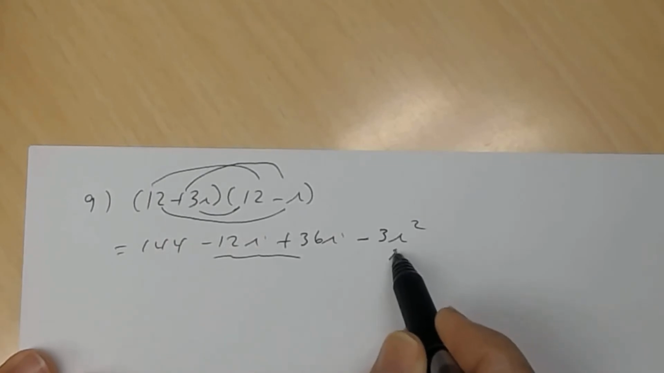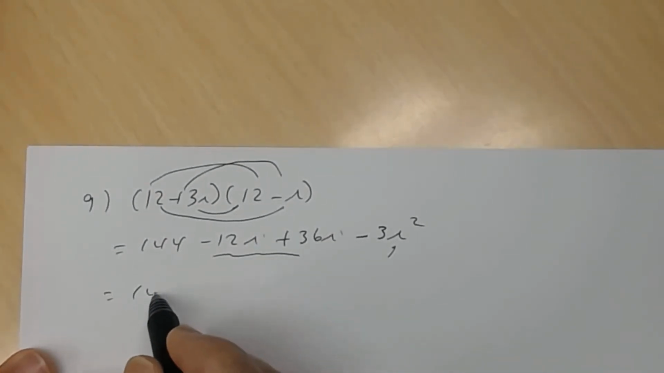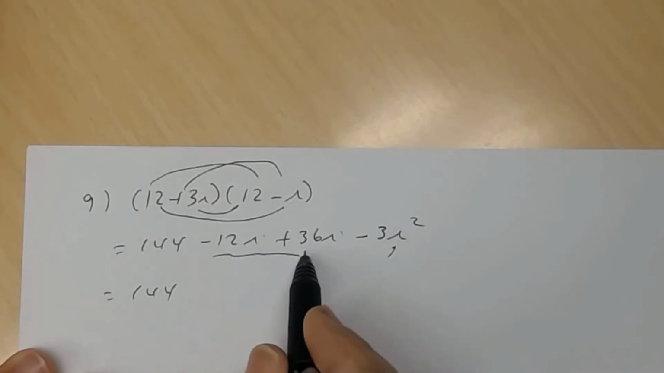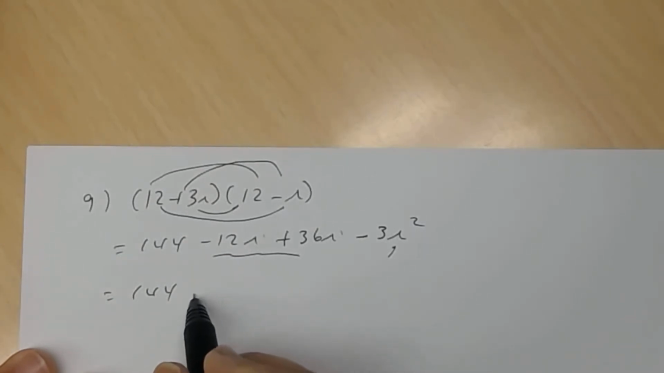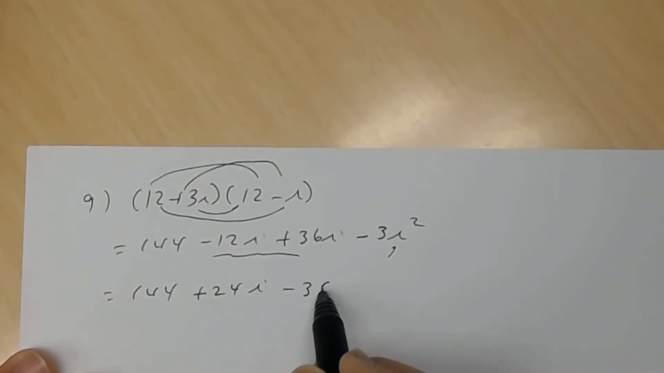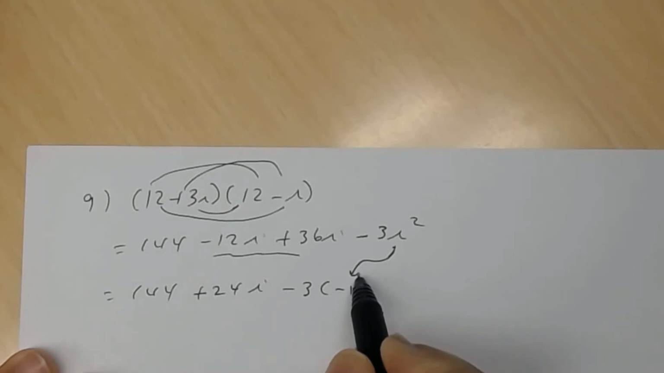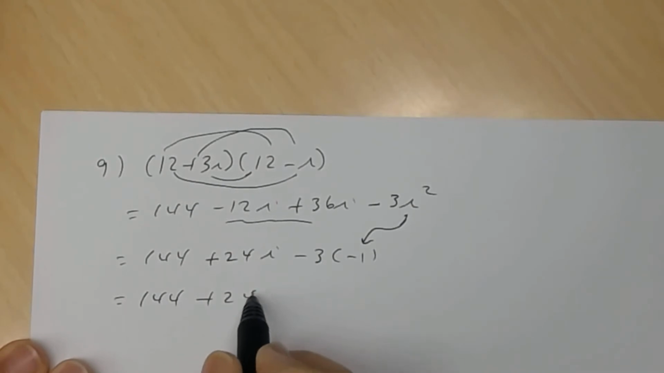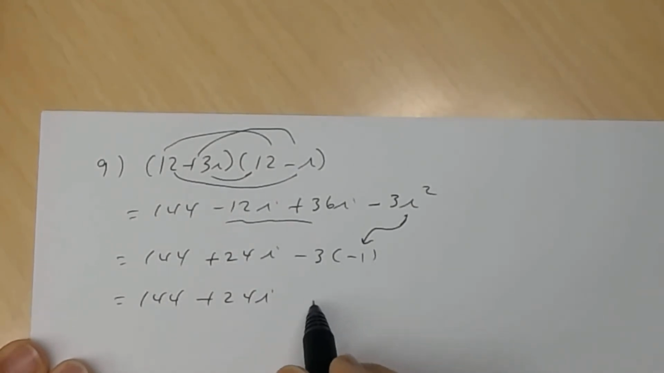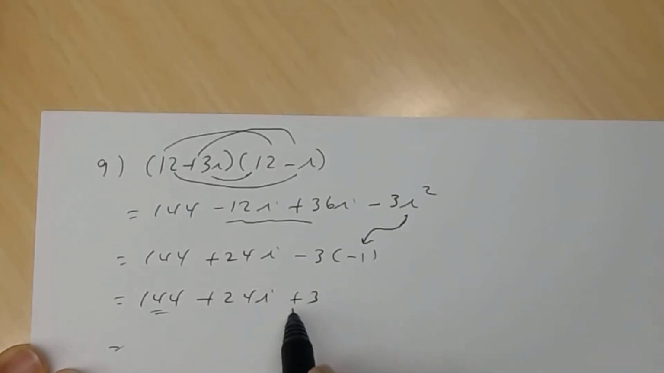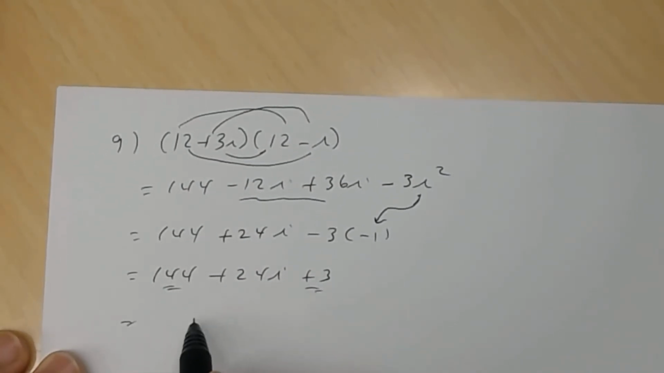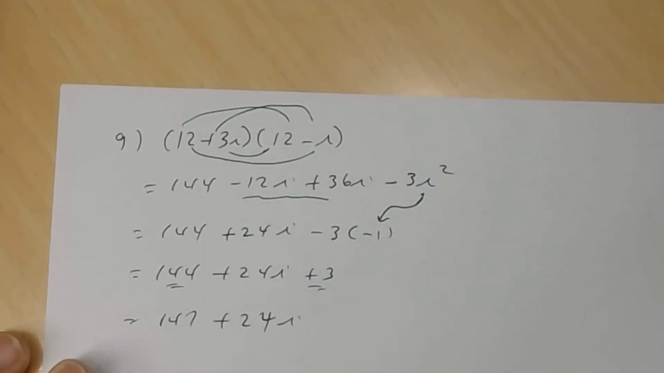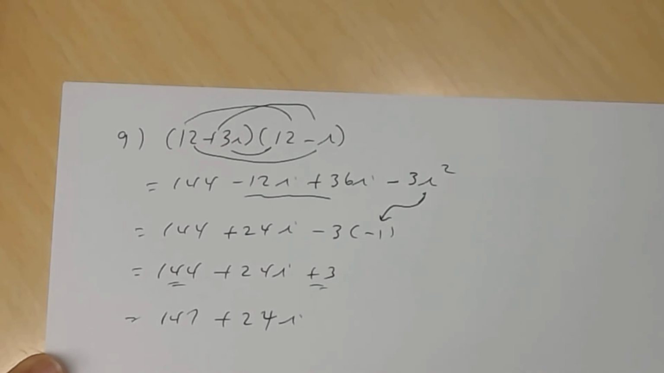Combine like terms and replace i squared. I get 144. A negative 12i and a positive 36i is a positive 24i. And then this becomes minus 3 times a negative 1, because remember i squared equals negative 1. So then this becomes 144 plus 24i, and then a negative 3 times a negative 1 is a positive 3. Combine like terms: these are constants, so I can combine them, and I get 147 plus 24i. So that's this one.